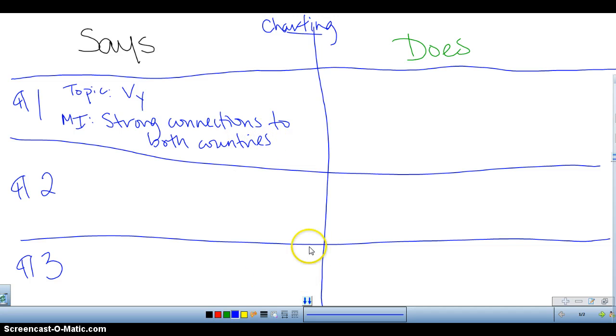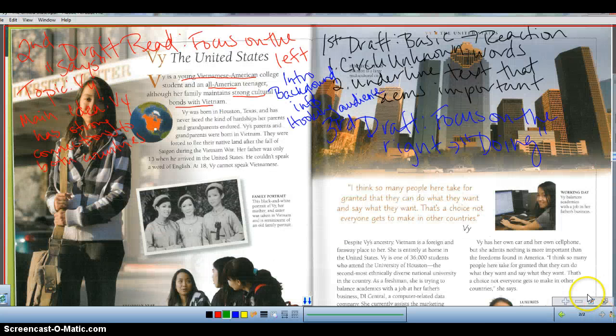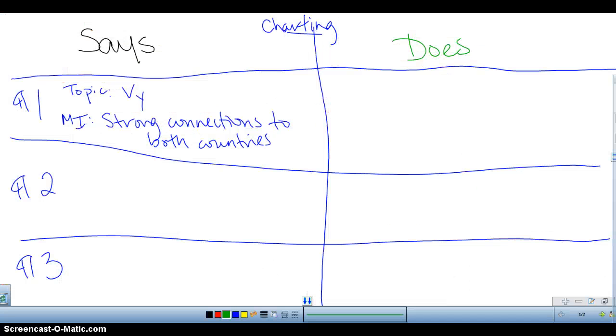Okay, then I can go over to what my author does. And when I did that, I took a look and there was background information, there was an introduction, and there was a hook for the audience. Okay, so I can just bullet point these. There's an introduction, there's a hook for the audience, and there's background.